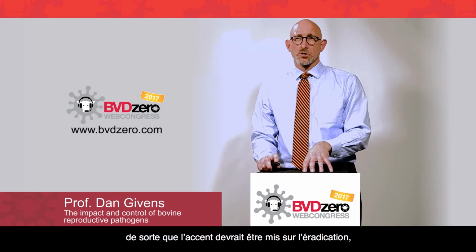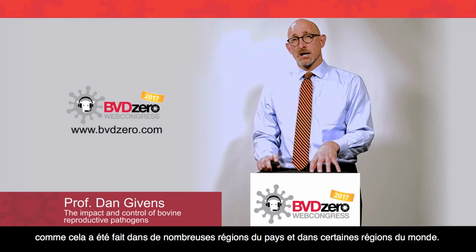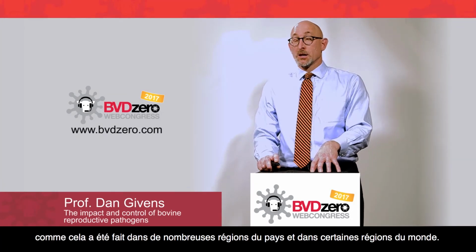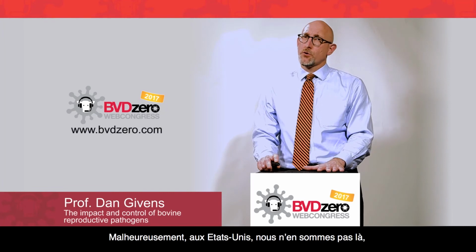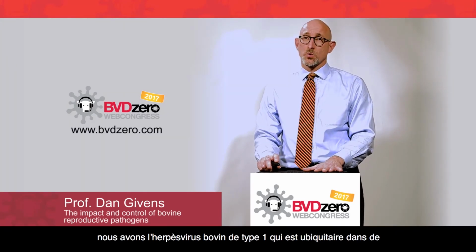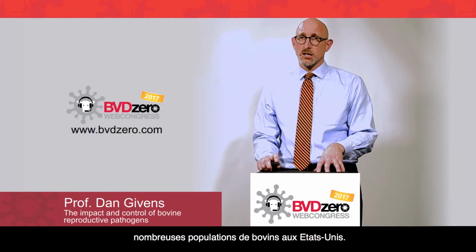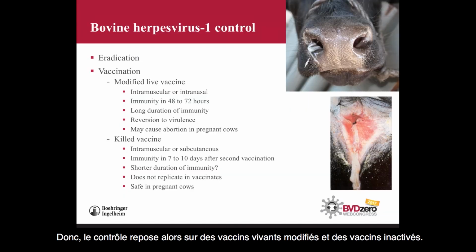We do have bovine herpes virus 1 that is very ubiquitous throughout many cattle populations in the United States. So the control then rests on modified live vaccines and killed vaccines. We can see that with modified live vaccines, the immunity is very quick to occur, occurring anywhere from 48 to 72 hours after administration of the single dose of a modified live vaccine to animals.